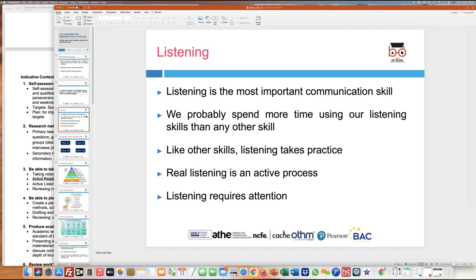So listening is a key part of communication skills. We probably spend a lot of time in our lives doing listening. Listening can be active. That means you're participating, you're giving feedback, and you're also contributing to that discussion, and that is why it is active. And sometimes listening can be passive, wherein you are a passive listener.